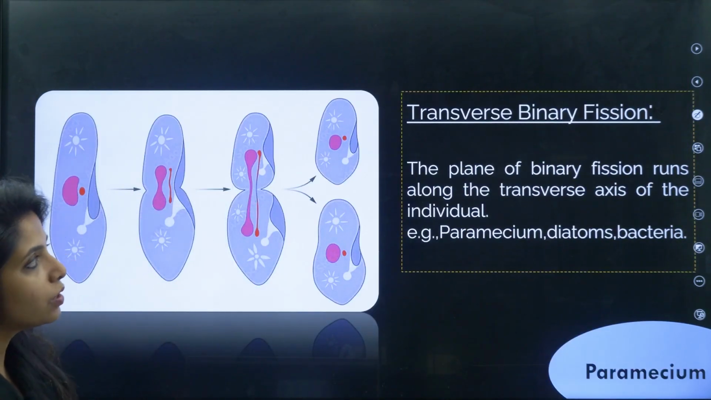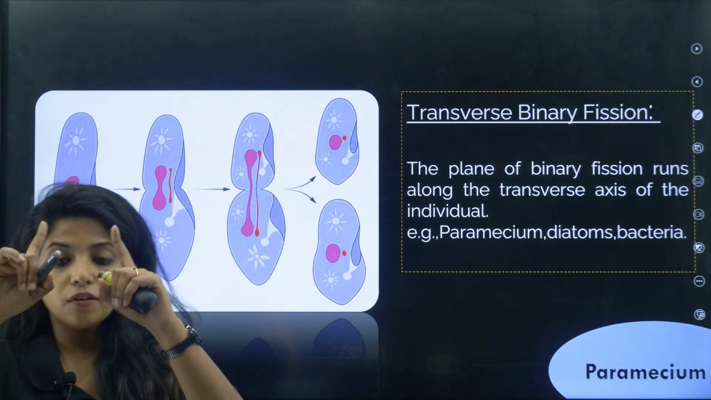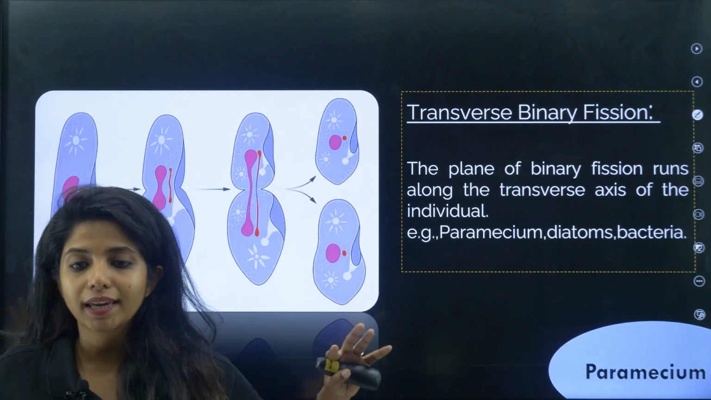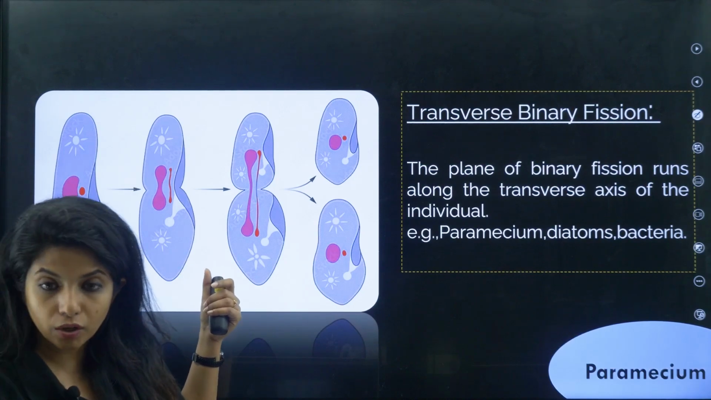Going ahead, we have transverse binary fission. As of now, the first one was irregular, where it was getting cut through any angle. Over here in longitudinal, it was getting cut along the longitudinal axis.